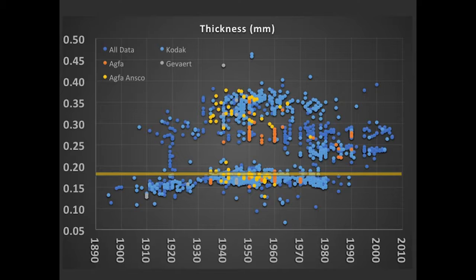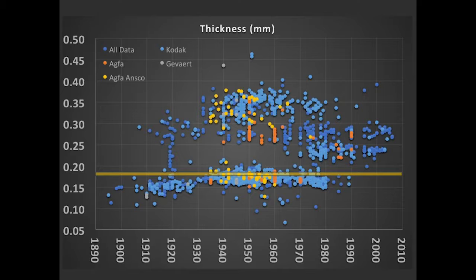Double weight, you can see the range of double weight. You can see after 1980, when the industry is beginning to collapse and consolidate, a consolidation of single and double weight into this sort of mushy medium weight kind of thing. Okay, that's interesting in and of itself.